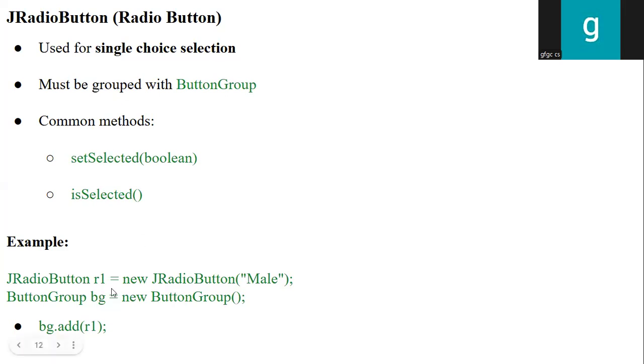Okay. JRadioButton r1 is equal to new JRadioButton("Male"). ButtonGroup bg is equal to new ButtonGroup. We have to create that radio button group, and in that I have to add that particular radio button. Here I have taken an object of the ButtonGroup class and added r1, the radio button Male, into that group.